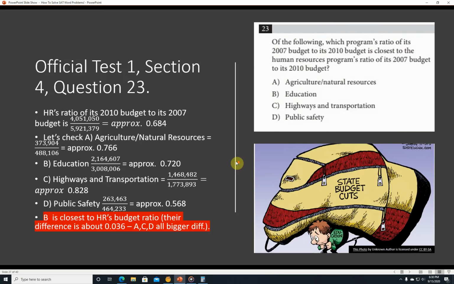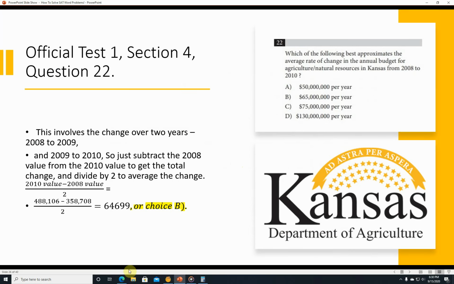Well, this involves the, mouse got out of control here. All right. Over 2 years, that is from 2008 to 2009 and 2009 to 2010. So we just want to subtract the 2008 value from the 2010 value to get the total change and divide by 2 to average the change. So that's 2010 minus 2008 over 2.